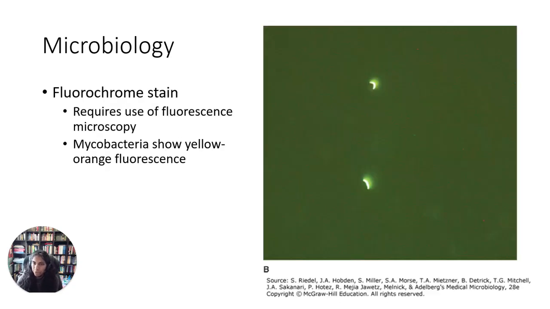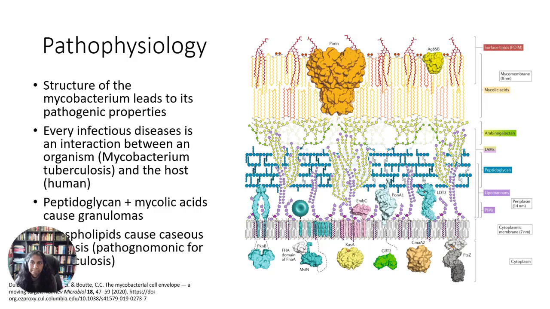We also use a fluorochrome stain or fluorescent dye. The mycobacteria pick up this yellow-orange fluorescent dye and show up as fluorescent under a fluorescent microscope. The structure of the mycobacteria leads to its pathogenic properties. The peptidoglycan and the mycolic acids in the wall cause granuloma formation, and the phospholipids cause caseous necrosis, which is pathognomonic for tuberculosis.